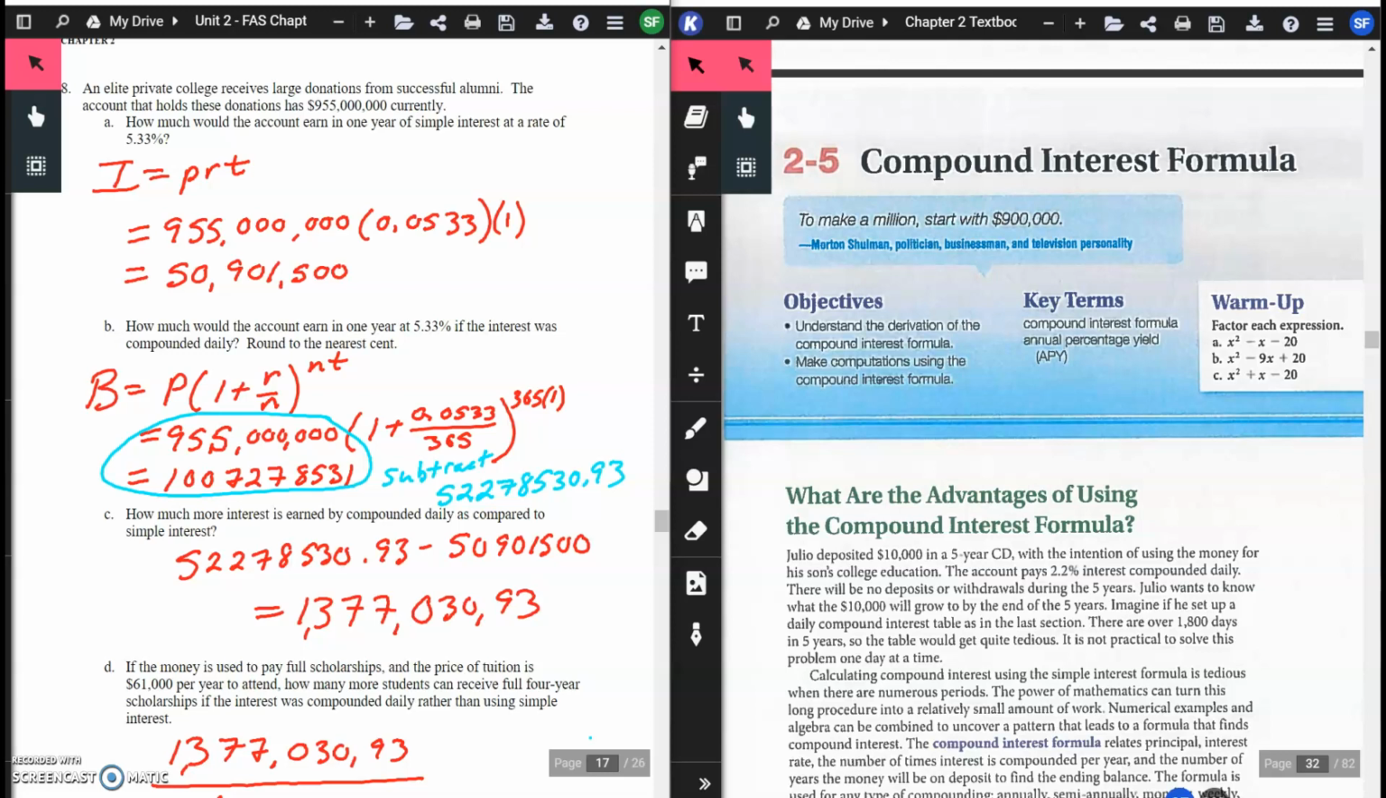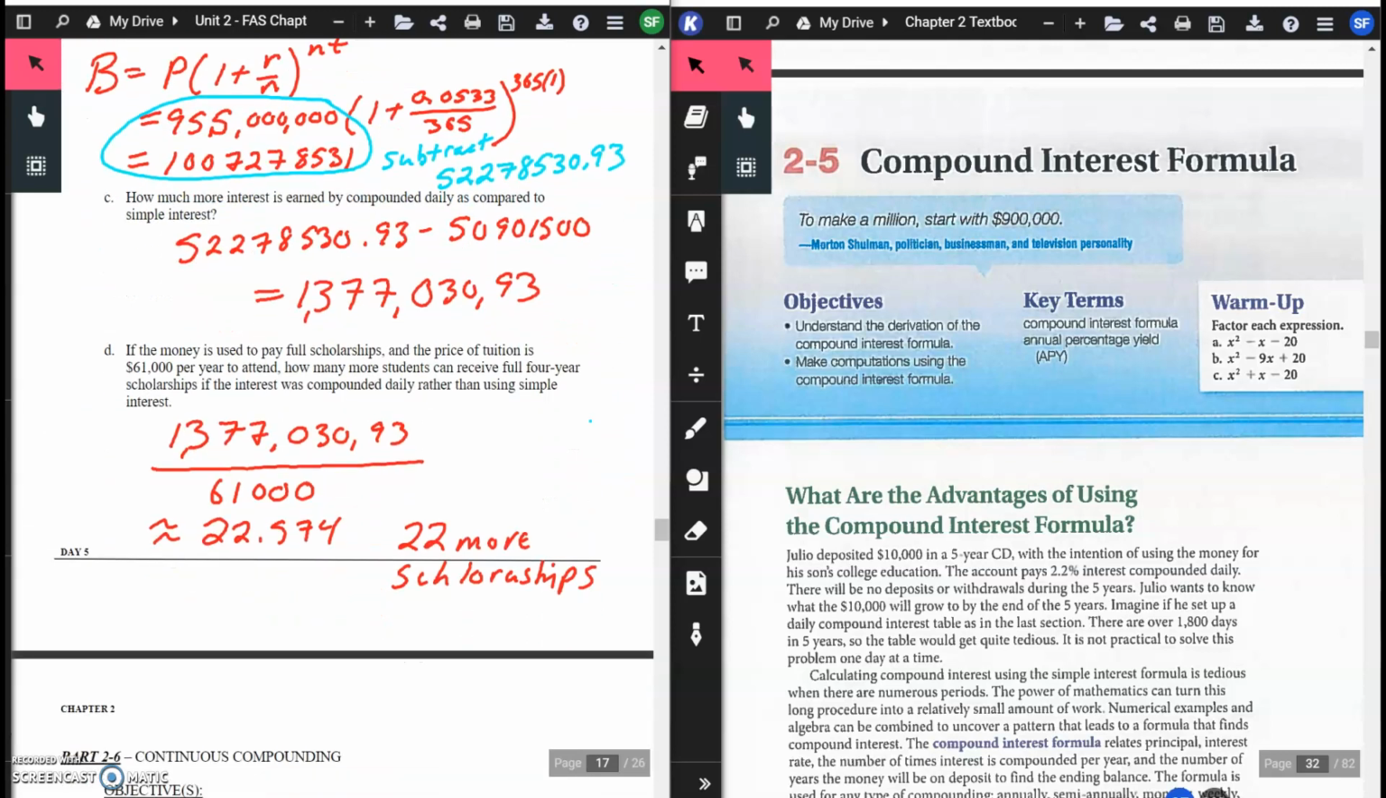How much more interest is earned by compounding daily as compared to simple interest? Well, that's going to be $1,377,030.93. The reason why is every time you compound, you start with a new number. So the first day you start with $10. If it's compounded daily, you may have $11 to start the next day, and then $14 to start the next day, and so forth. When you do simple interest, you're just doing it one time. You're never starting with a new number. You're always starting with that first initial number. So that is the big difference between the two.